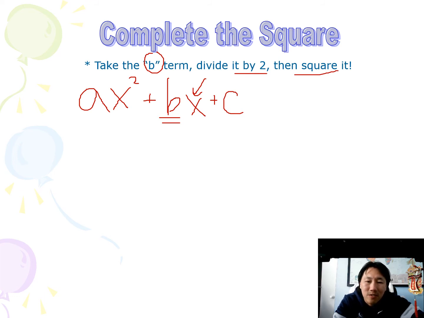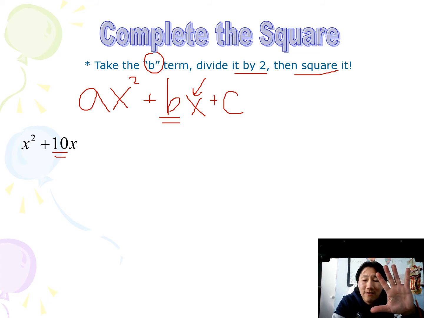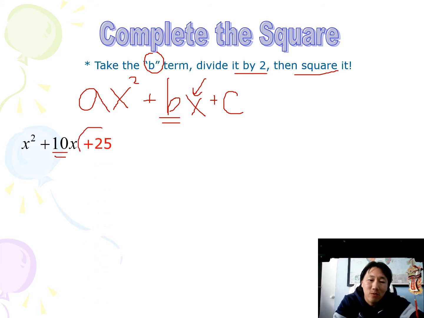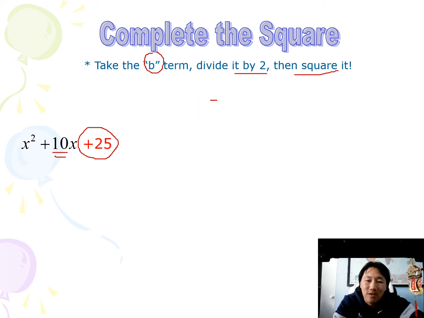Let's do some examples. Here's our 10. The 10 is the b term. Go ahead and divide it by 2, which gives us 5, and then square it, which gives us 25. So that's the number we fill in, 25. On the second part of the homework, when they ask to complete the square, that's the number they want, the 25.